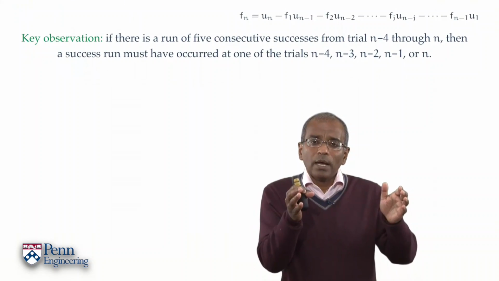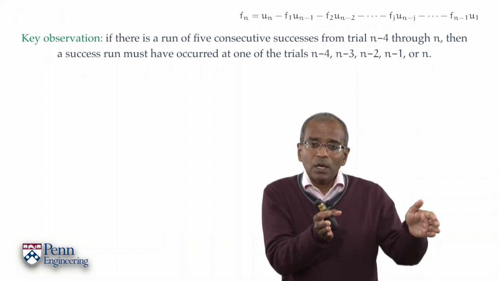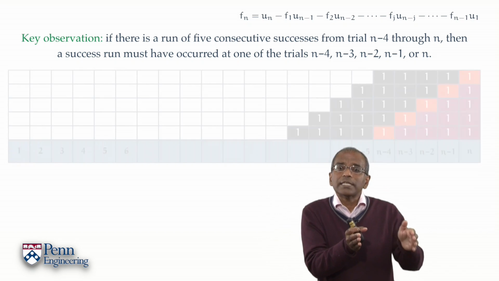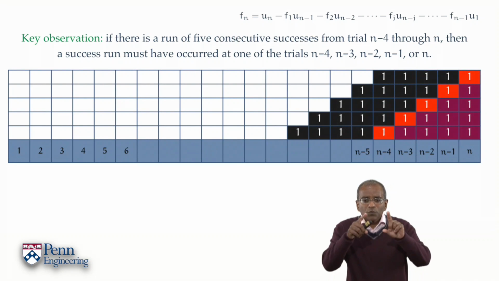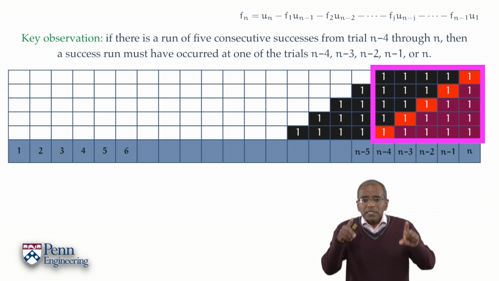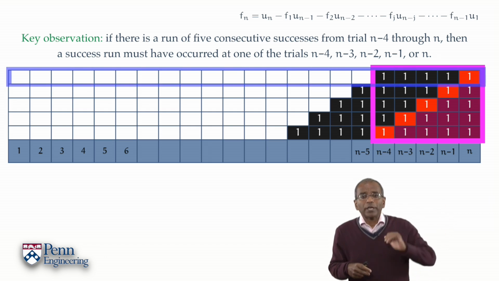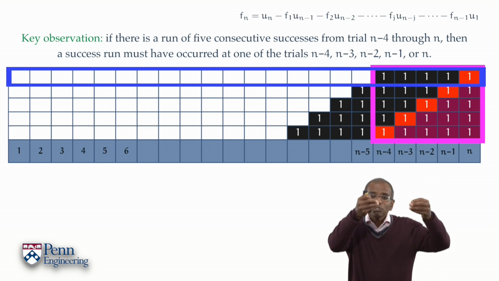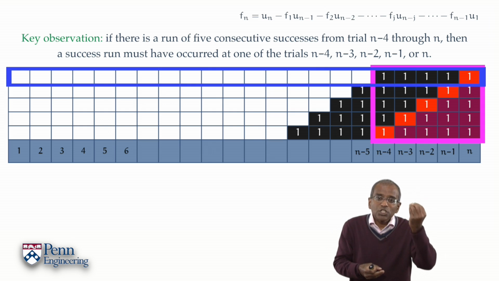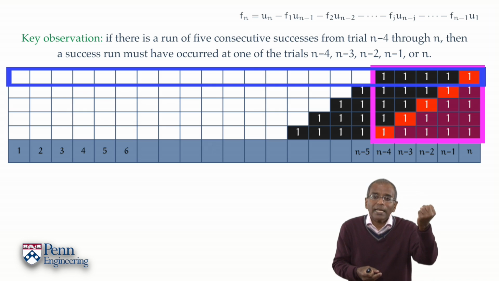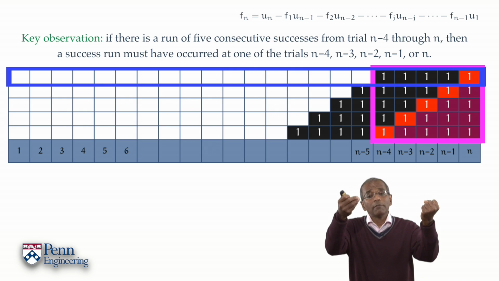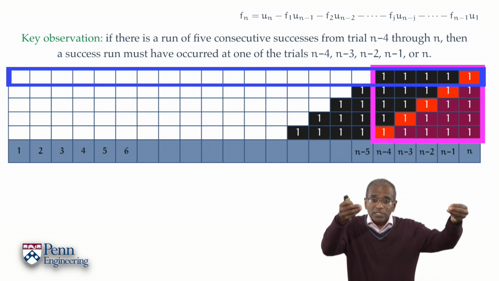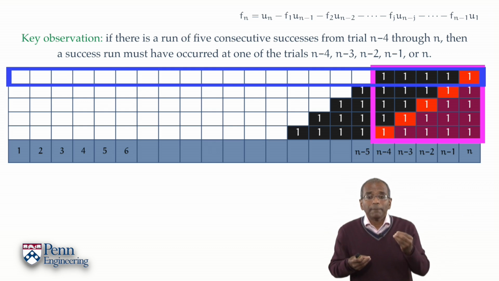Imagine a setting where from trials n-4 through n we have a string of 5 consecutive successes, 5 ones. And let's focus on that. Now, if this is the case, then the first row of the picture shows you one possibility, that yes, you had 5 successes there, and it transpires that a success run of length 5 terminates at the nth trial. How could this happen? Well, you could have a failure at trial n-5. If that happened, then you have a success run terminating at trial n.